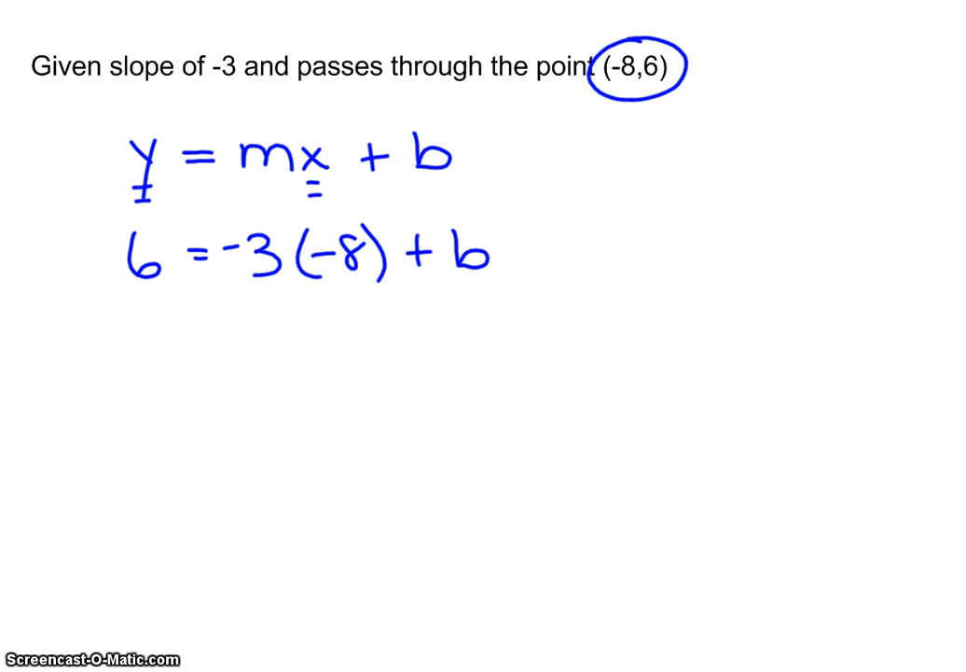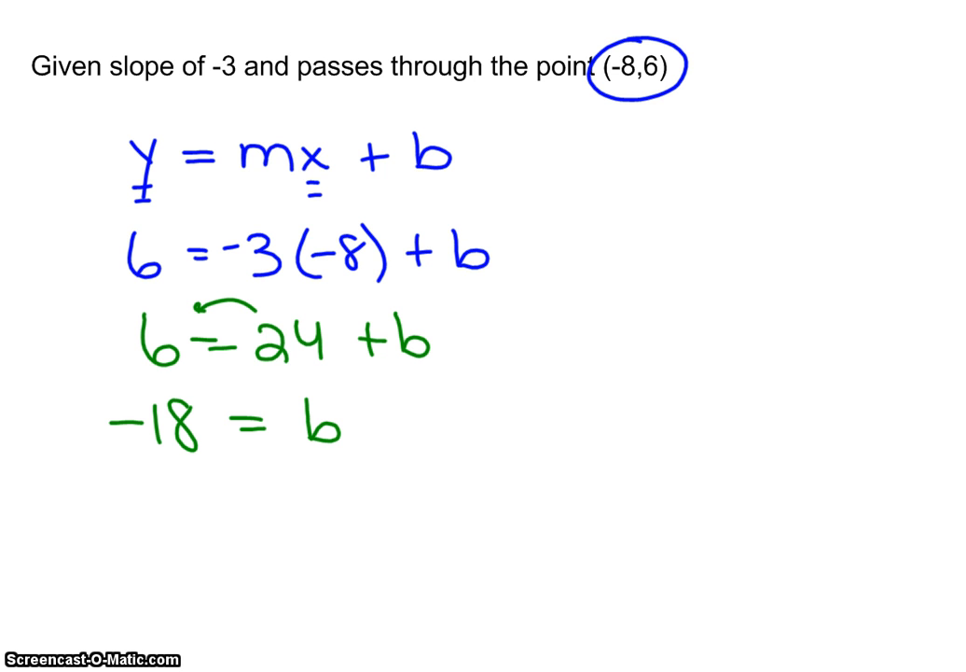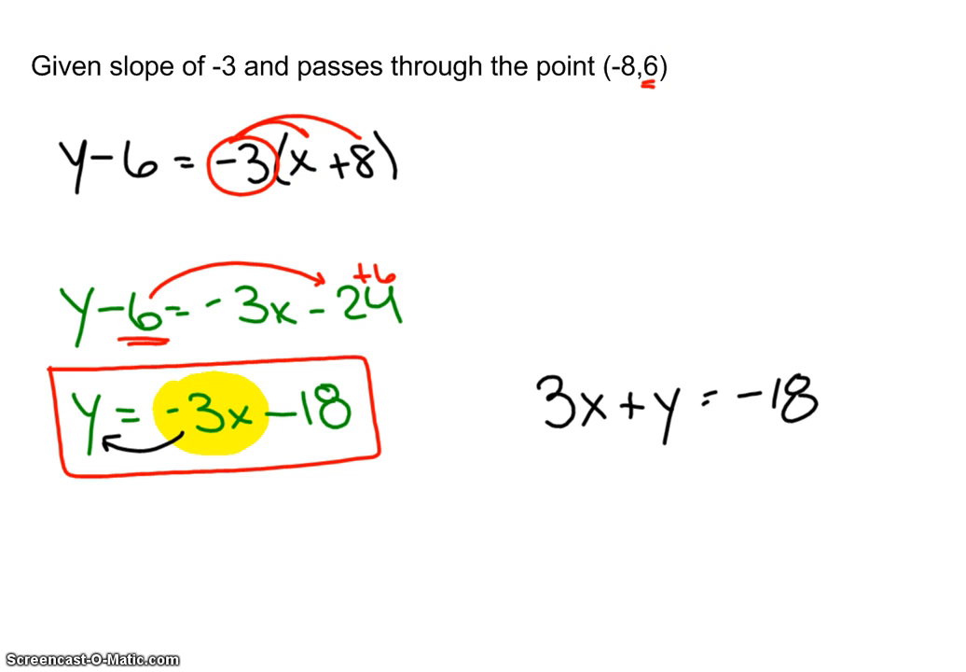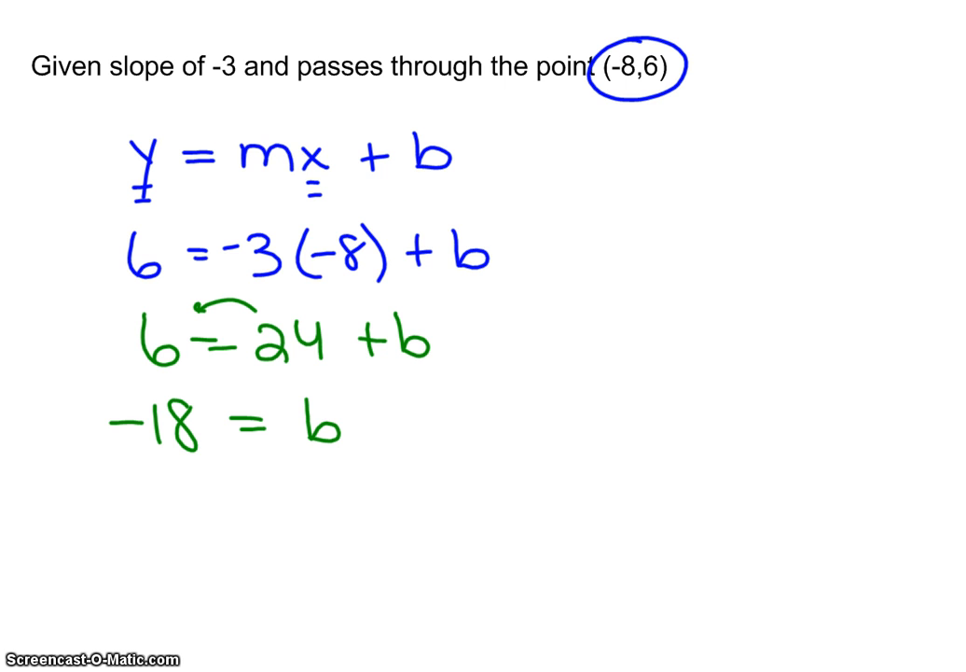But now I can take this information and solve for b. I'm going to take this over, so I'm going to subtract 24. And if you remember from the previous slide, when we rewrote it, my slope was negative 18. But a little more work sometimes.